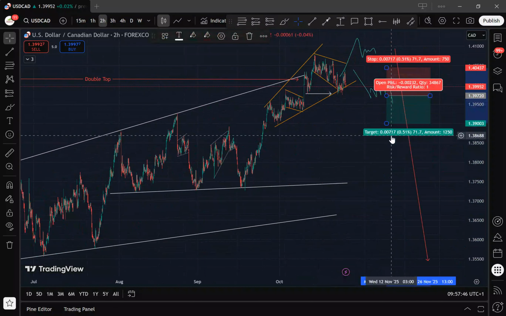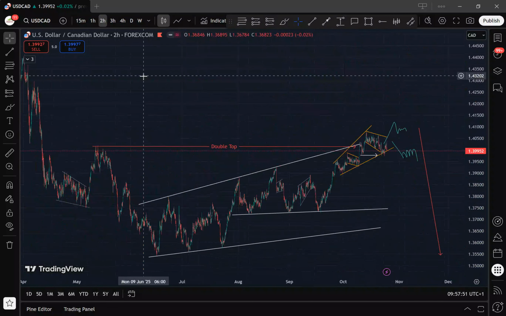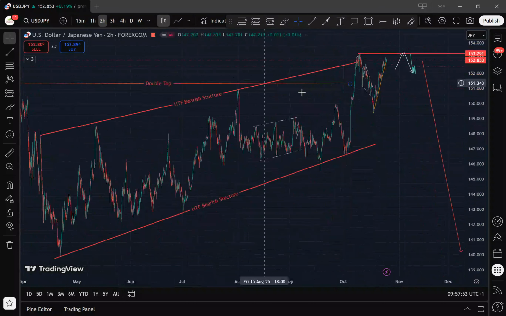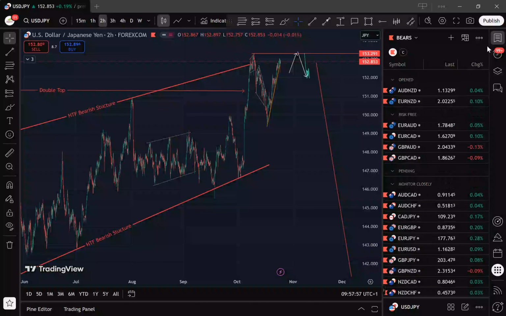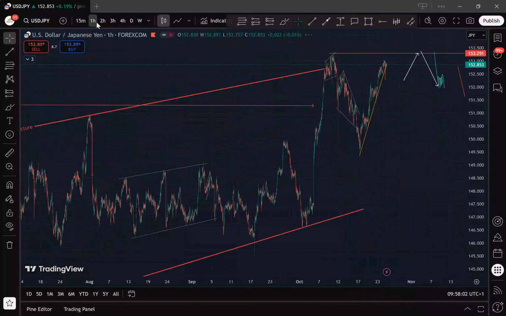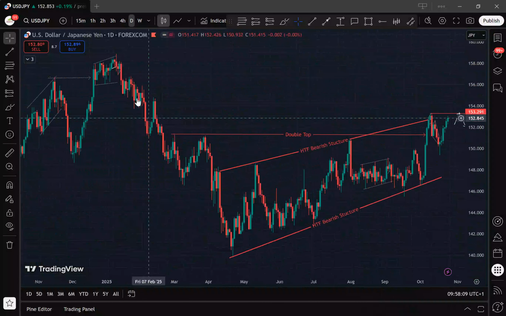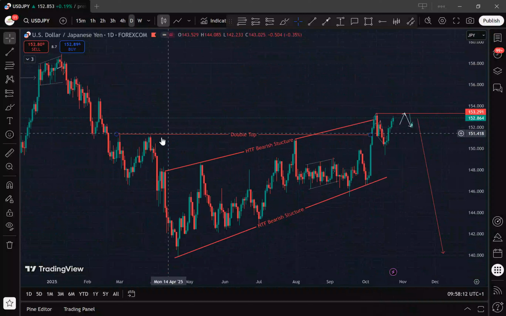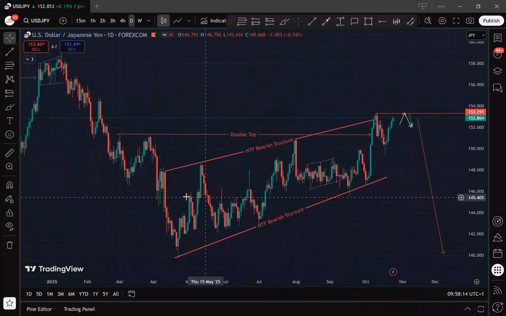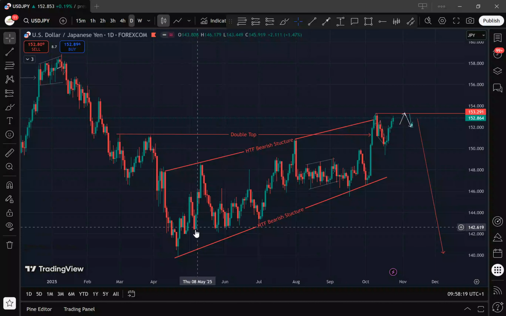But the last but not the least on our watch list for this week is USD JPY. We took a trade here last week. It didn't do much. We got out with some profit. So on the higher time frame on the USD JPY, we have this bearish impulse. We have these highs. Then we have this structure as well, the bearish continuation structure.